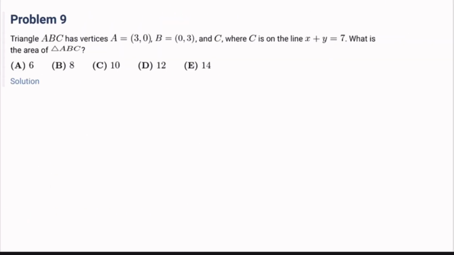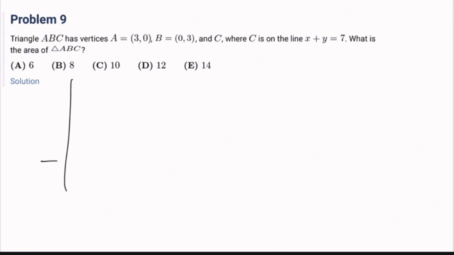Number 9. Triangle ABC has vertices A equals 3,0, B equals 0,3, and C, where C is on the line X plus Y equals 7. What is the area of ABC? Okay, so it didn't tell us where C was exactly, but then it just said to get the area. That means it doesn't really matter where C is, right?